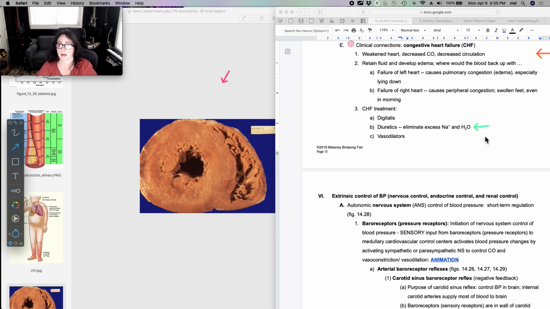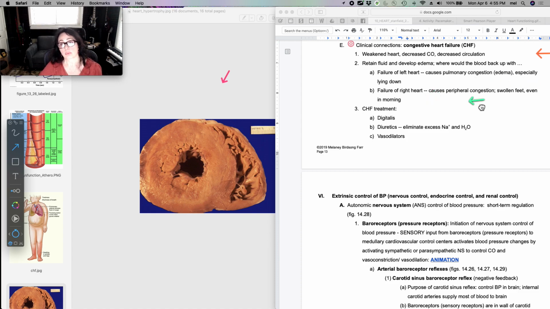Okay, so the last tidbit is failure of the left heart. If the left heart isn't working, to figure out where that would cause problems and leakage, you have to back up from the left side of the heart to the capillaries that fed into it, which would be in the lungs. So this causes pulmonary congestion or edema and shortness of breath, especially when you're lying down, because of the fluid that's backed up into the capillaries of your lungs.